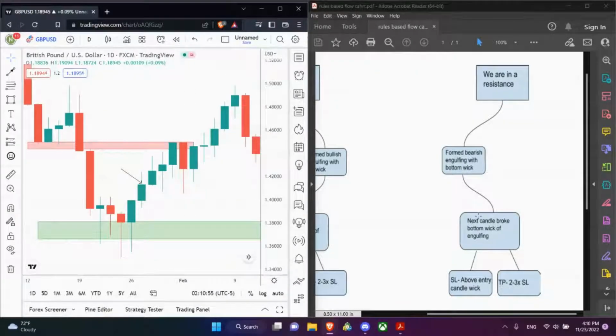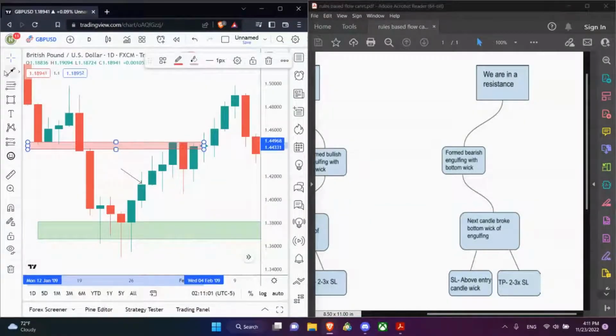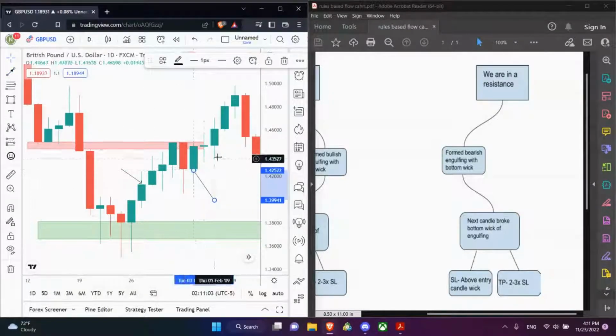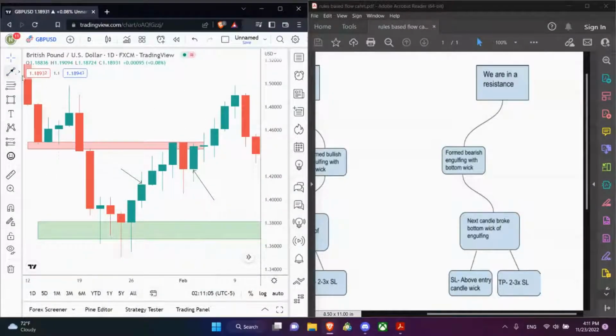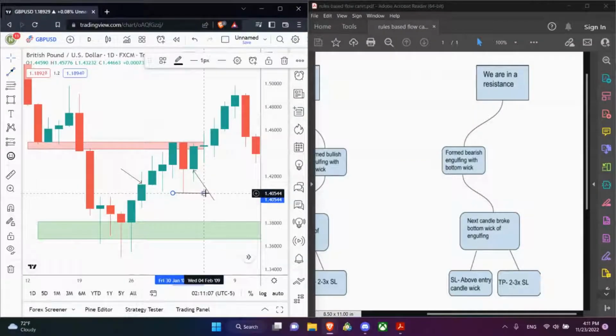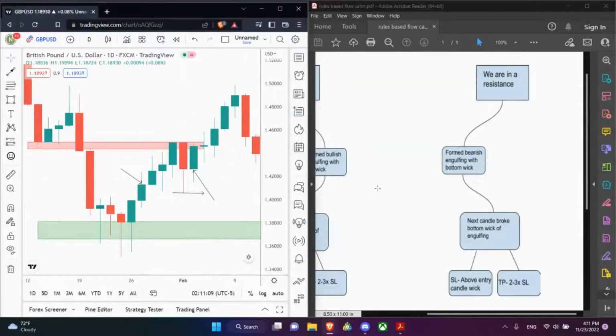What's next? Next candle breaks the bottom wick of the engulfing candle. Well, in this case, the next candle, which is this green one here, did not break the bottom wick of that bearish engulfing candle, clearly, right? So since it didn't do that, our rules tell us, hey, we're not going to enter, right?